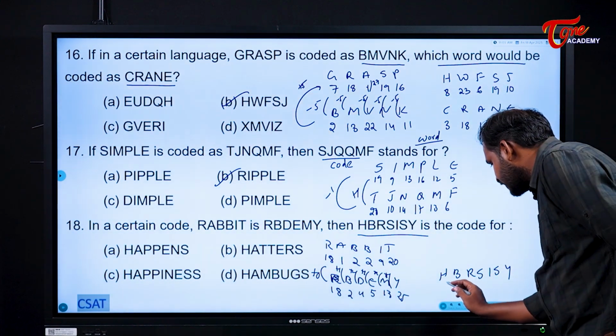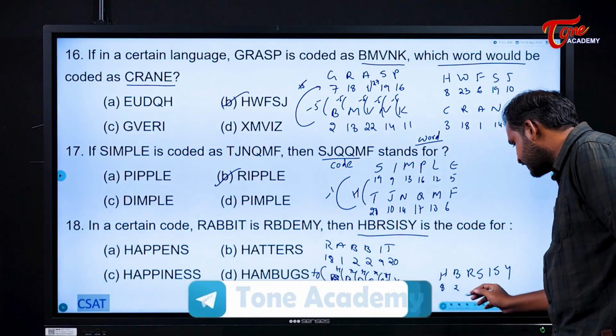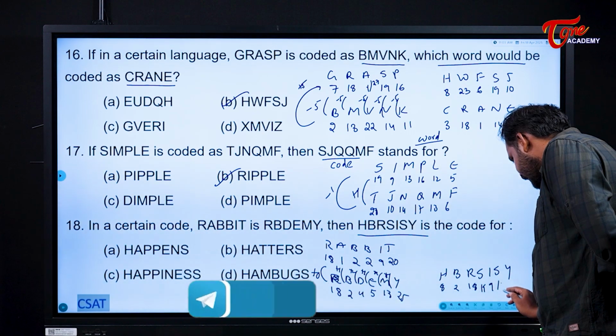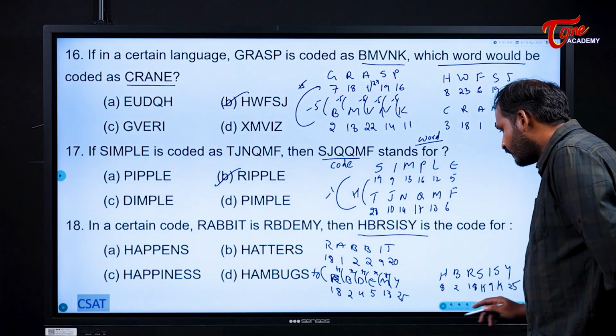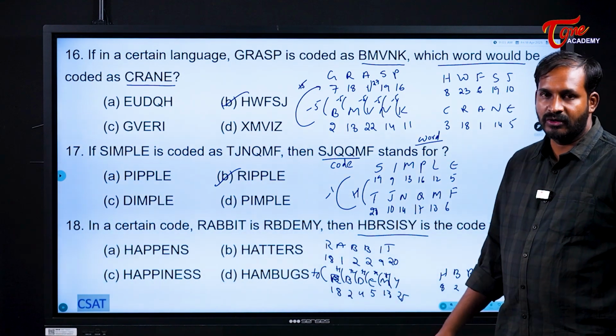HBRSISY. So now what is H? 8. B is 2. What is R for us in this case? 18. S is 19. 9, 19 and 25. So from here to here, if it is plus 0, plus 1, plus 2, from here to here it will become minus 0, minus 1, minus 2.